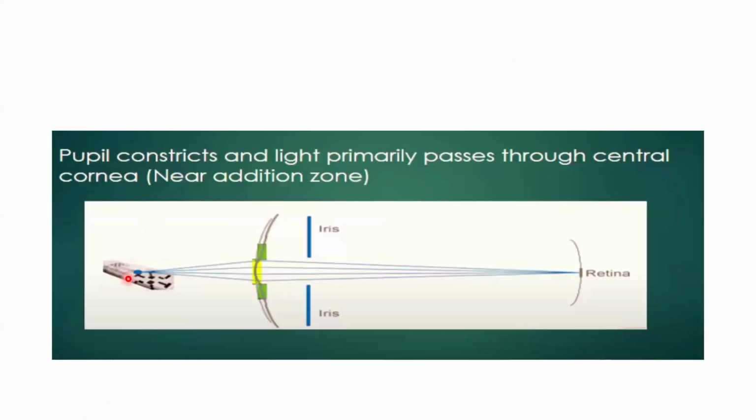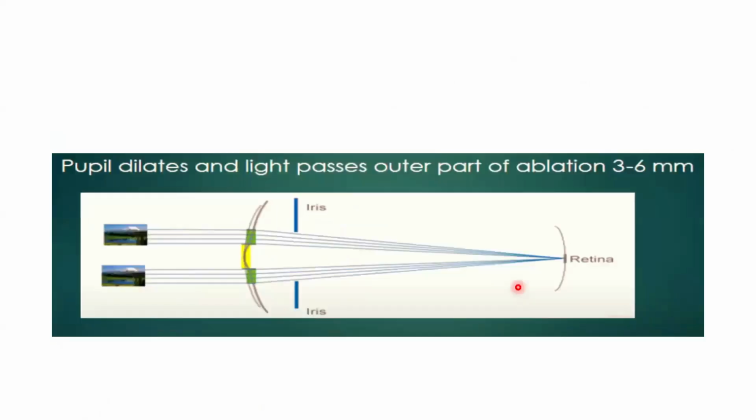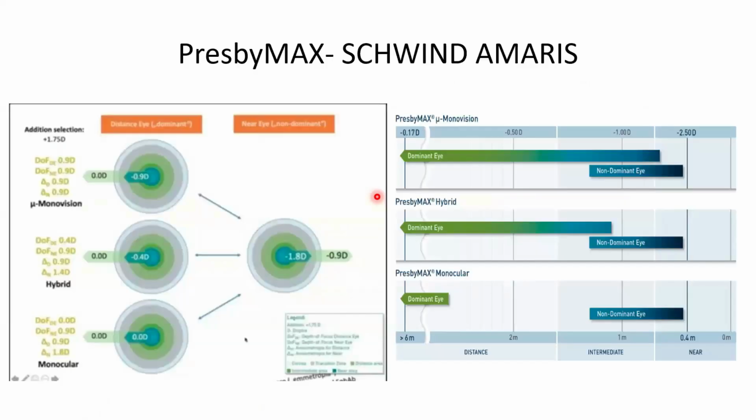So similarly, like I said, in this area the pupil has constricted, and for the near add zone, the rays are falling onto the retina. The patient is comfortable in reading. For distance, we are going to have the paracentral area. The pupil is going to dilate and the light passes through the outer part of the ablation in the 3 to 6 mm zone.